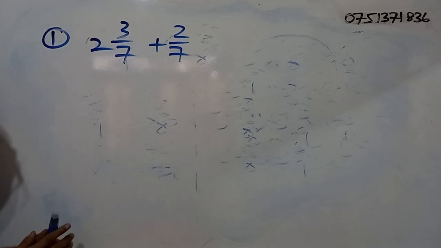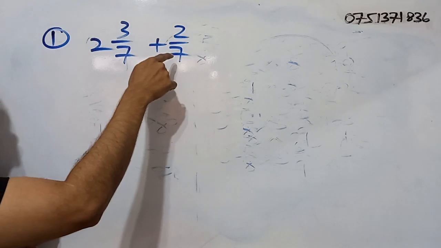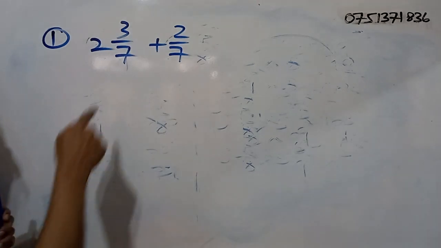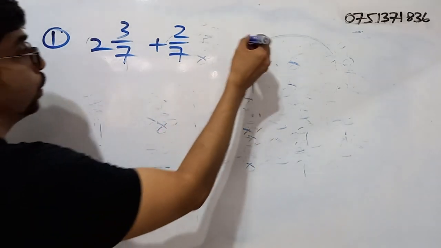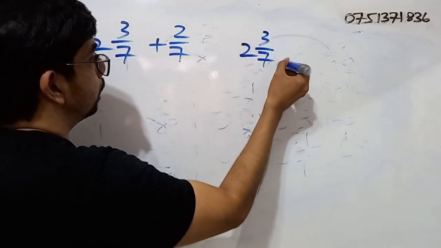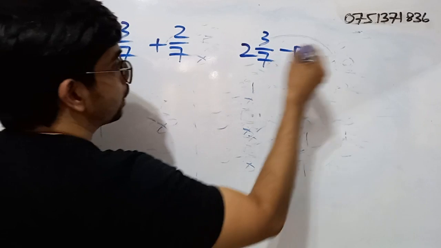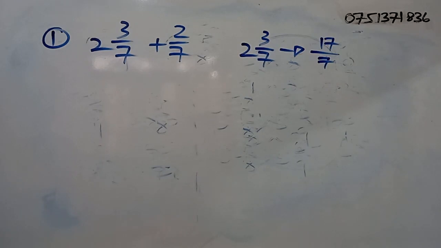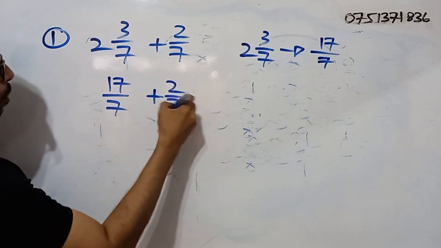Right, so this is the first example. Now you can see that we have a mixed number and also another fraction, a proper fraction. First of all, we will convert the mixed number into an improper fraction. So we have 2 and 3 by 7. When we convert this into an improper fraction, the denominator will be 7 and the numerator will be 17. So we write 17 by 7. To that we add 2 by 7.